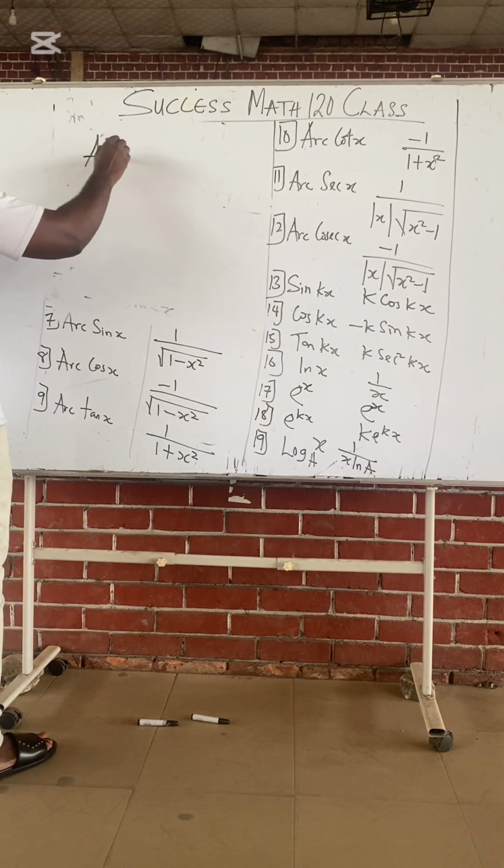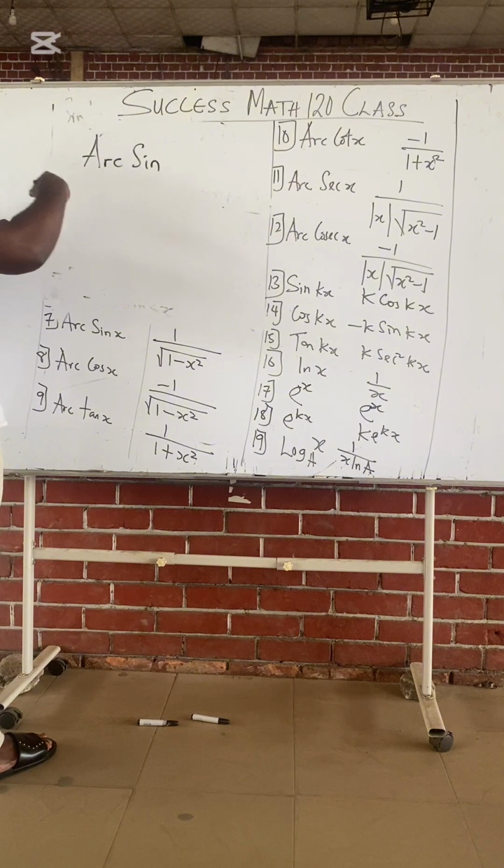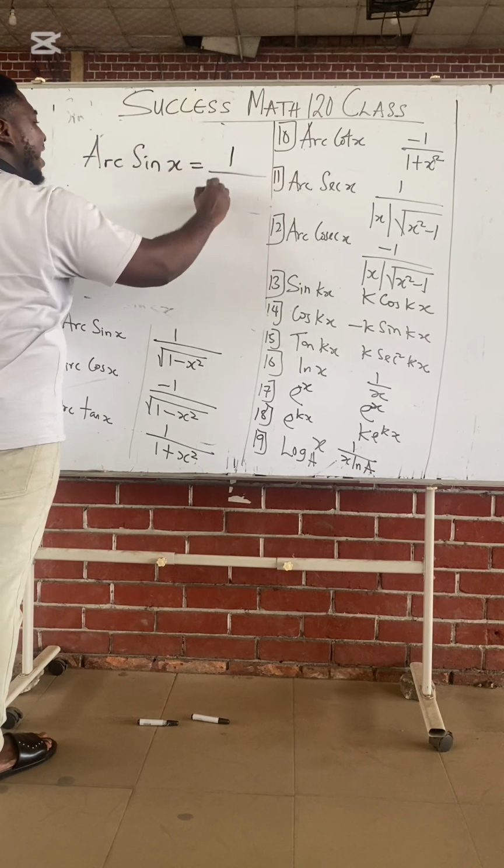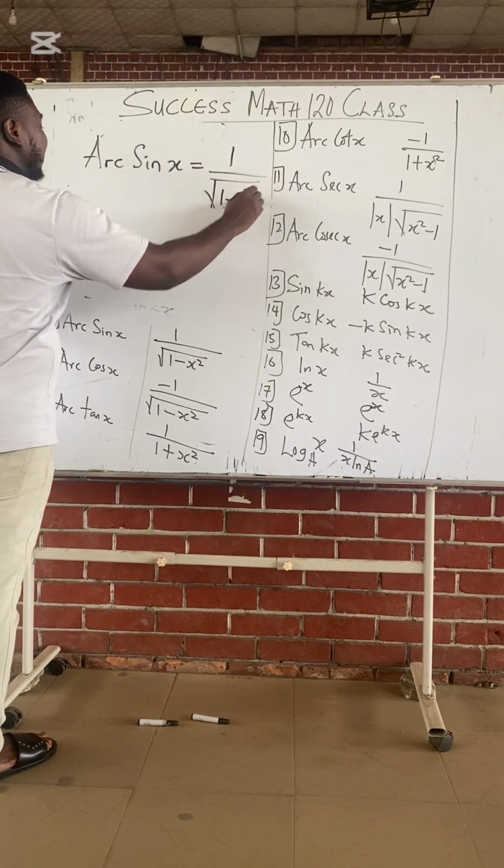Now differentiate arc sine. I didn't explain this on Monday, so focus. If you were present before that, I've done this one. Arc sine x, we say we have 1 all over the square root of 1 minus x squared.